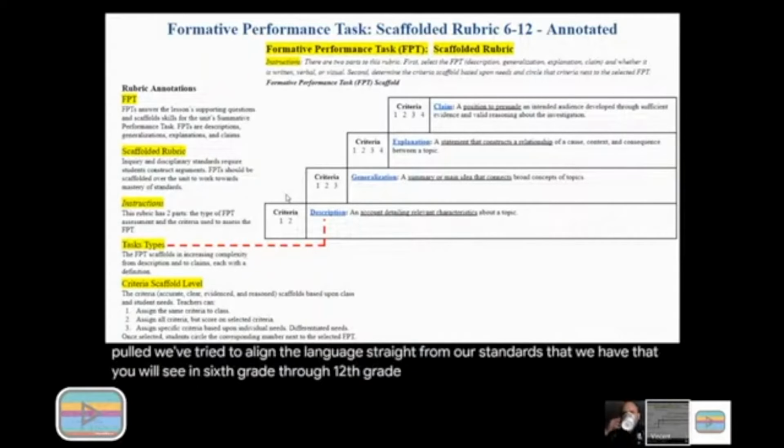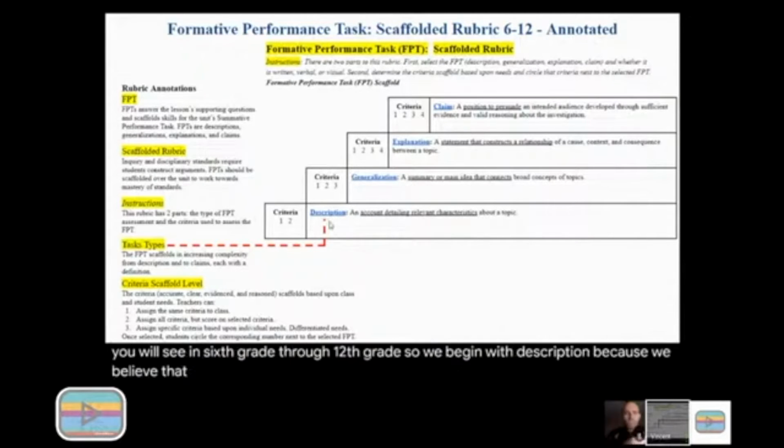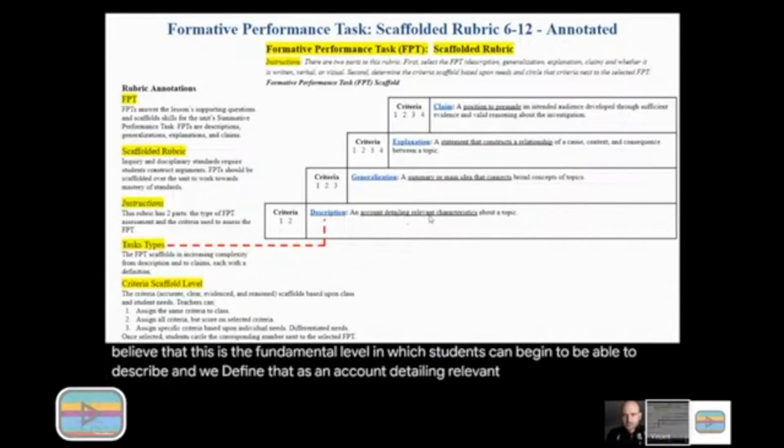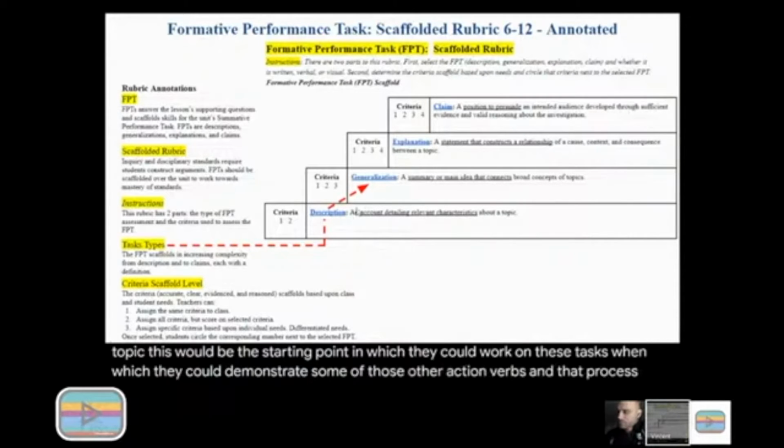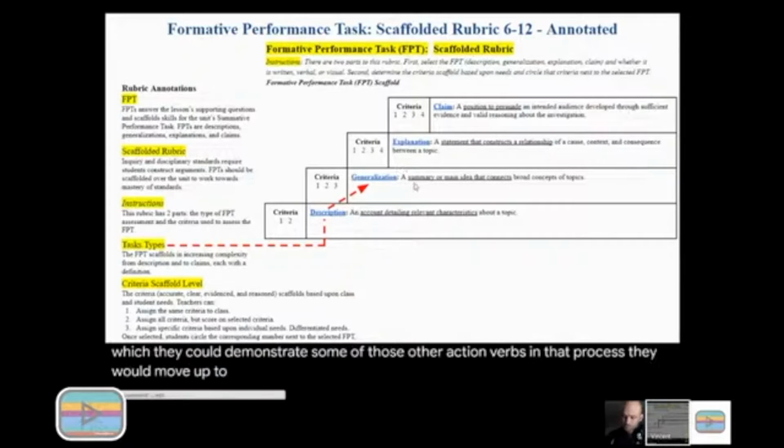So we begin with description because we believe that this is the fundamental level at which students can begin to be able to describe, and we define that as an account detailing relevant characteristics on the topic. This would be the starting point in which they could work on these tasks, in which they could demonstrate some of those other action verbs in that process. They would move up to generalizations, which are summaries and main ideas.